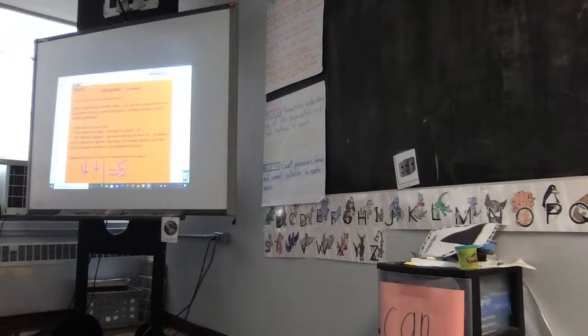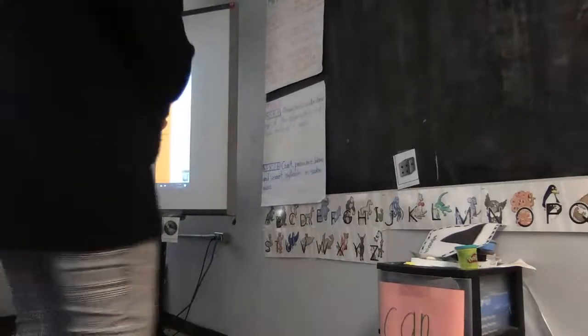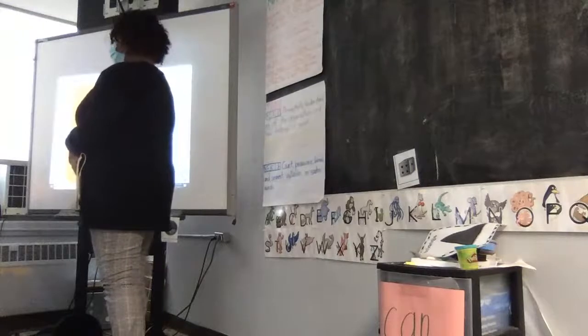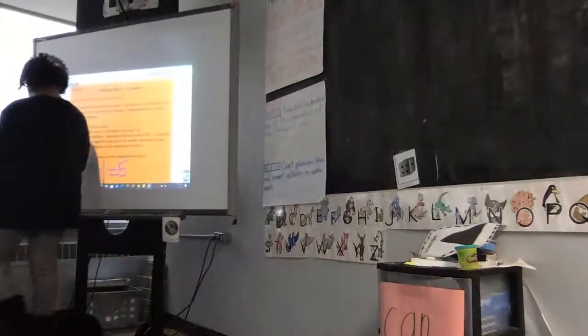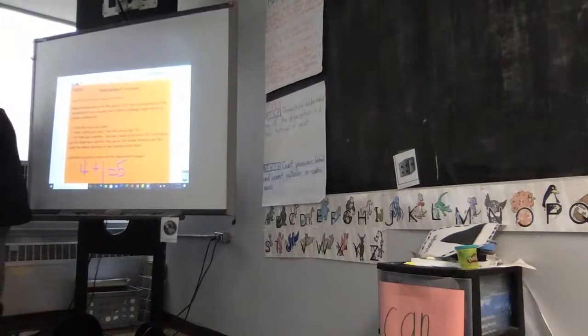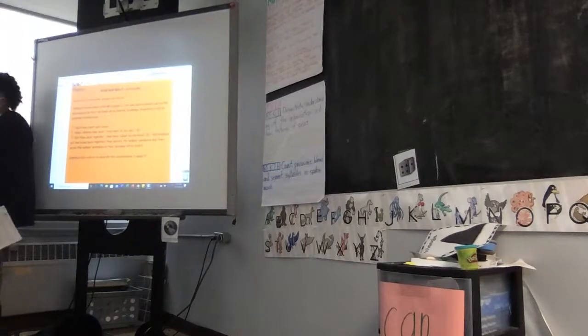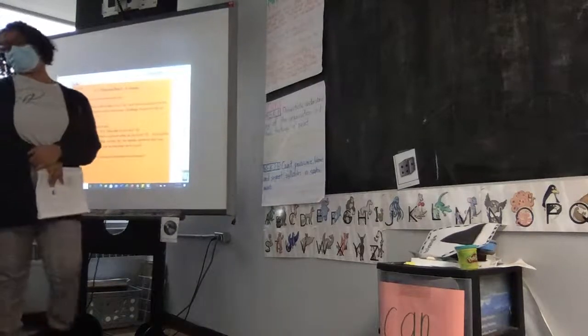3 and 2 makes 5 because you had 3 on your desk. And how many did you have behind your back? 2. 2, and altogether that makes 5. Write the new number sentence on your board. 3 and 2 make 5.